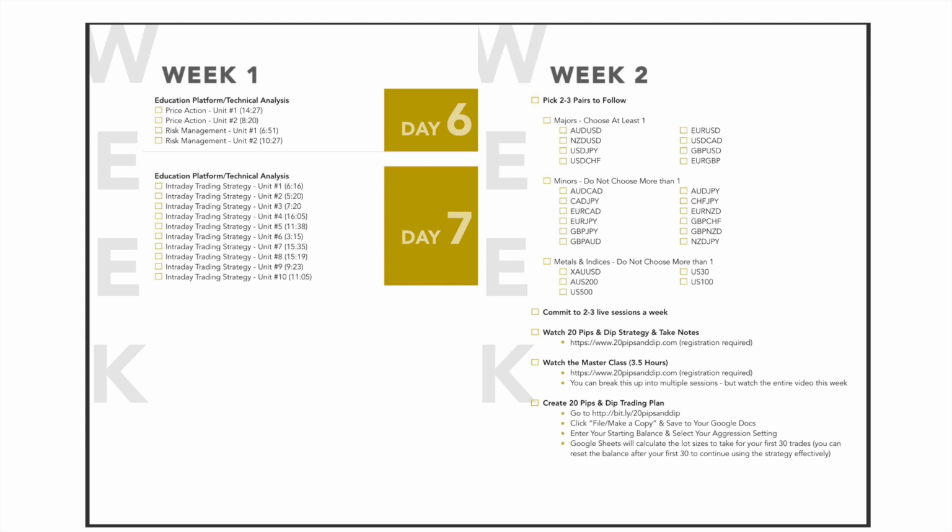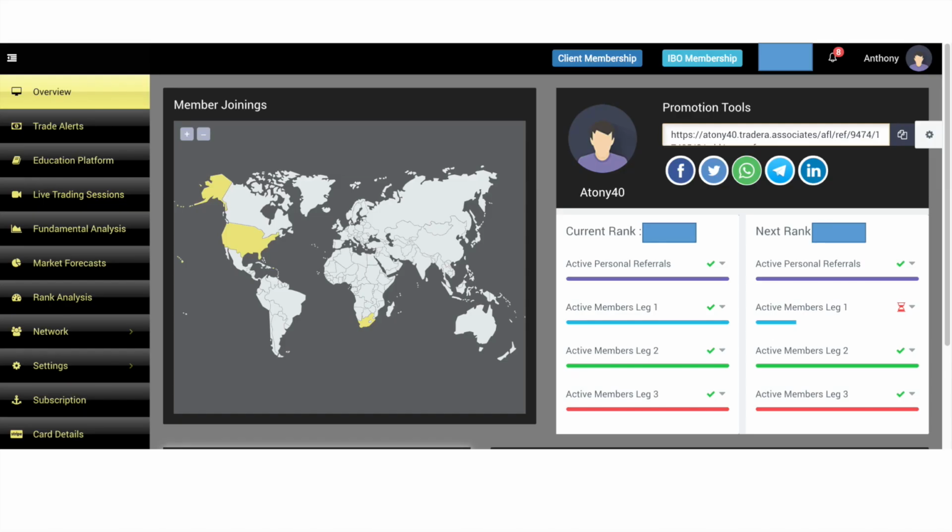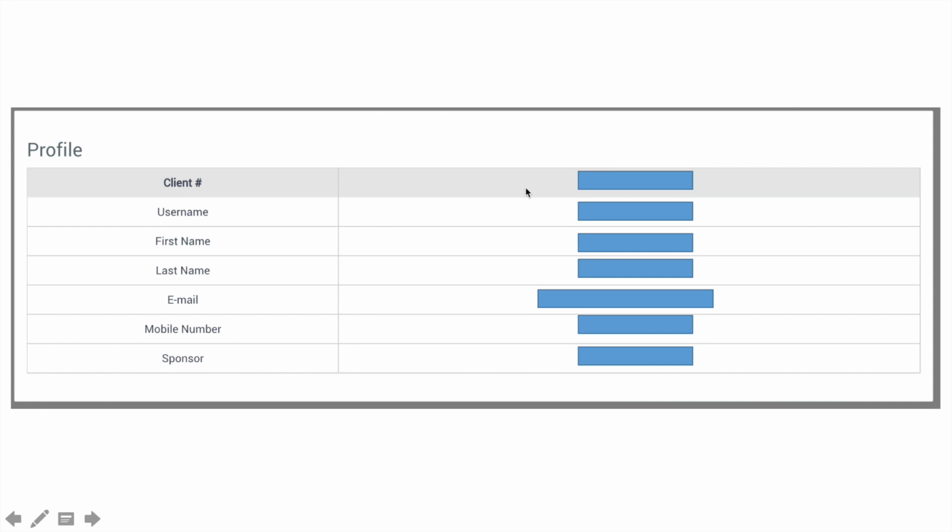What's your username for Tradera, right? And one thing you're going to notice is when you go into your Tradera back office to find that information, all you have to do is go to the upper right-hand corner where your profile is, select your profile, and it's literally going to take you to your page that gives you your client ID and your username.